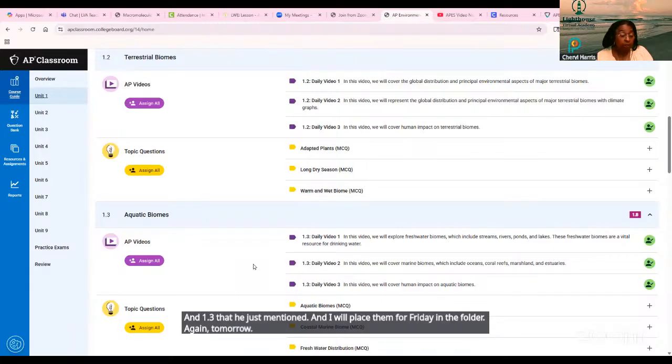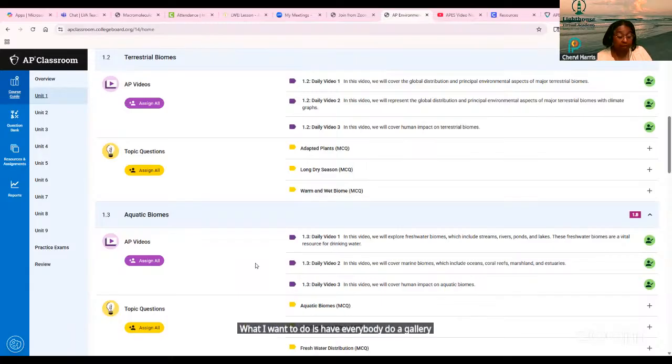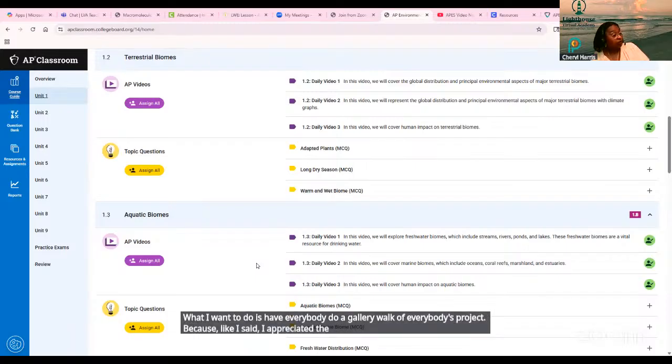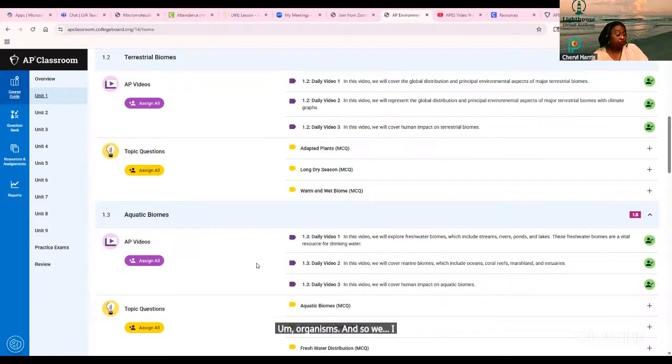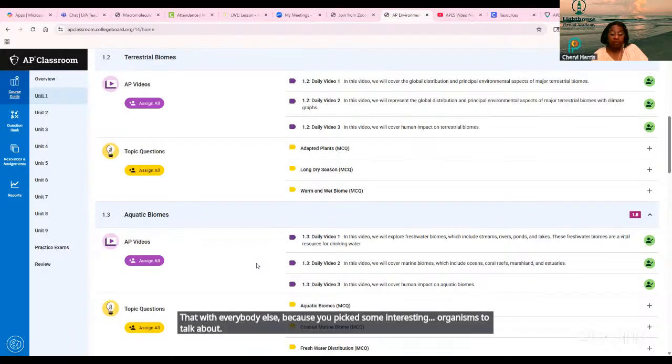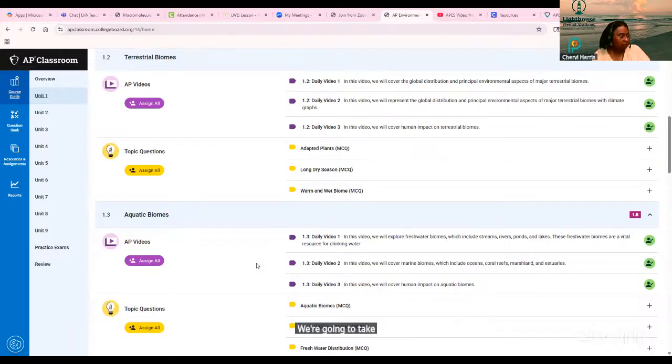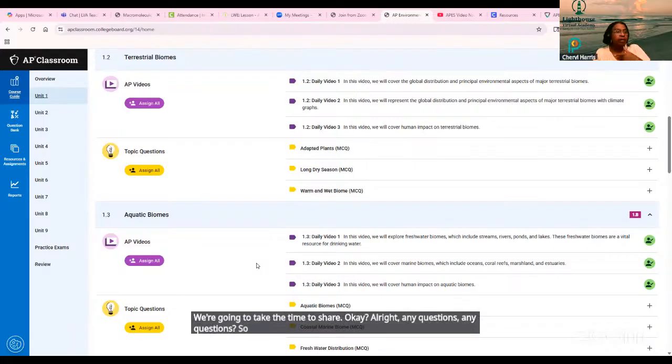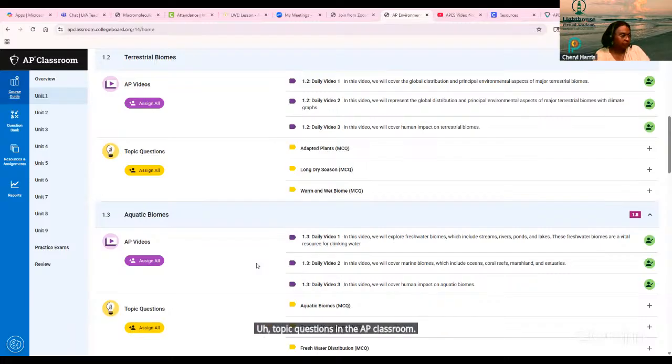Again, tomorrow, what I want to do is have everybody do a gallery walk of everybody's project. Because like I said, I appreciated the fact that all of you did very, very different organisms. And so I want to share that with everybody else because you picked some interesting organisms to talk about. Since tomorrow's the short day, we're going to take the time to share. Okay. All right. Any questions? So you're reading and then answering 1.3 topic questions in the AP classroom. Questions, questions, questions. All right. I'm going to stop talking so you can do that.